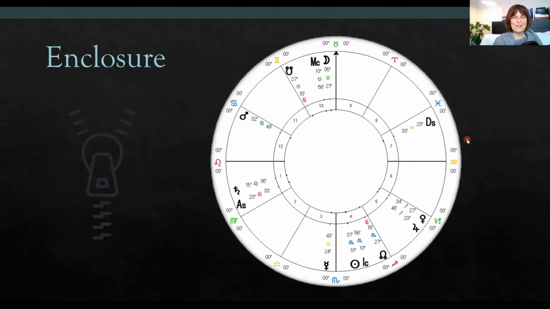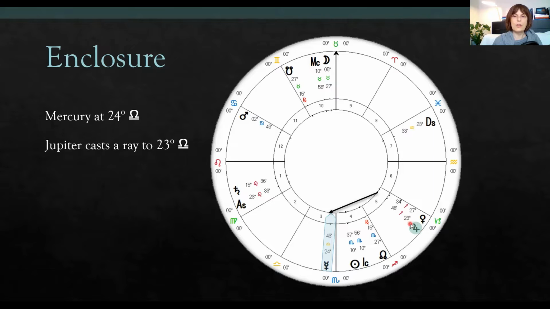All right, here we go. Well, by the way, sometimes you'll hear this technique referred to as besiegement, and that is the medieval word for enclosure, but it's the same principle. If we focus on Mercury in this chart for a minute, we see that Mercury is at 24 degrees of Libra, and Jupiter is at 23 degrees of Sagittarius. And Jupiter is casting its ray, or in other words, Jupiter is making an exact sextile to 23 degrees Libra.